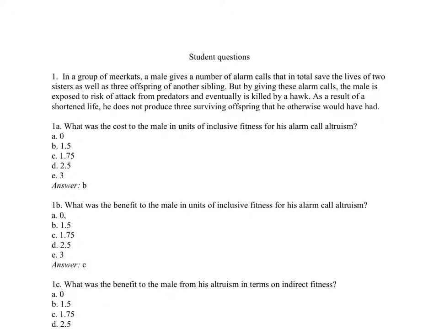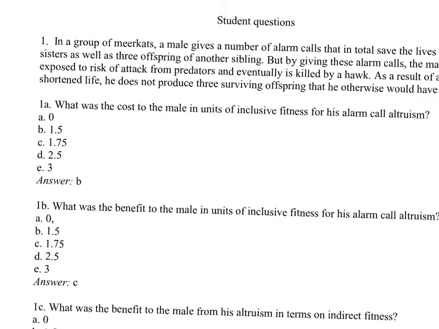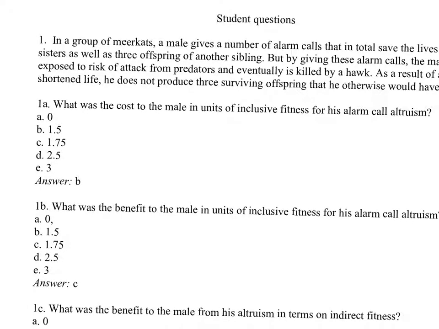So here we are again. So what we've got here, these two sisters. These two sisters, how are they related? 0.5. Right. So in terms of indirect fitness units, what is that worth?